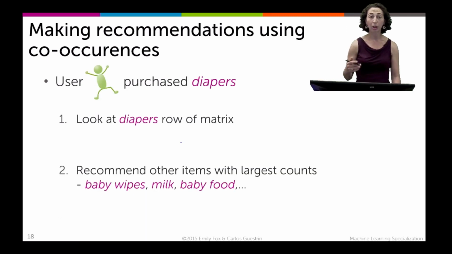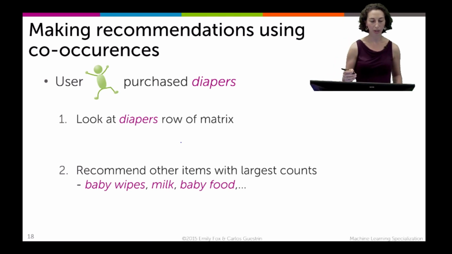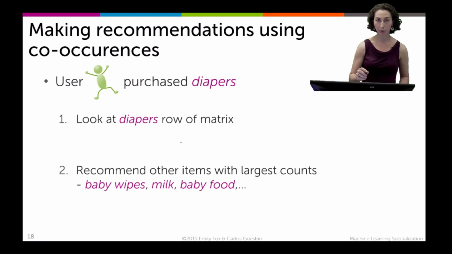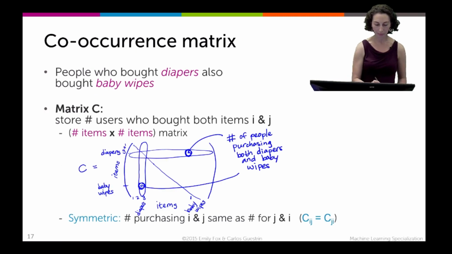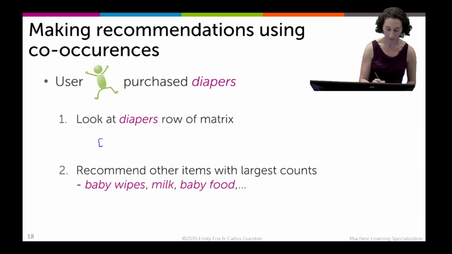Okay, but now let's talk about how we're going to use this co-occurrence matrix in order to make recommendations. And it's really, really straightforward. So let's say that a user has just purchased diapers and I want to make some recommendation for them. Well, what I'm going to do is look at the diapers row of this matrix. So if we go back to that C matrix here, I'm going to grab out this diapers row and just draw that row here.